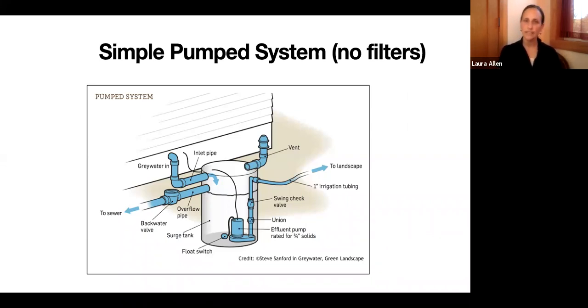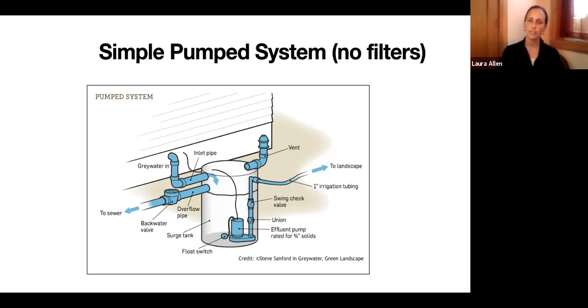You still need to access the plumbing. You need to redirect the water into what we call a surge tank. So it's a small tank, usually about 30 to 50 gallons. We're not storing the water, we're just collecting enough of it to then be pumped out. There's a pump in the tank. It is an effluent pump. That's a dirty water pump. So it can pump out all the gunk and lint and debris, pump it right through the irrigation tubing, and then it goes out to 1/2-inch outlets in the landscape.